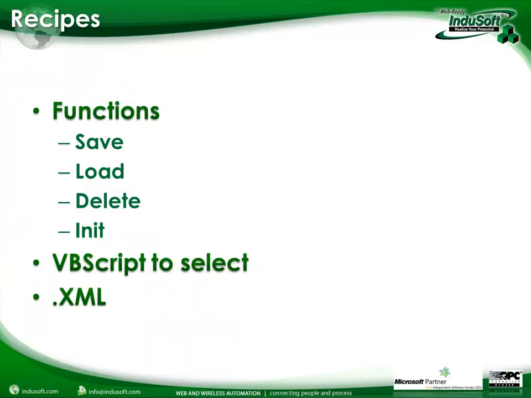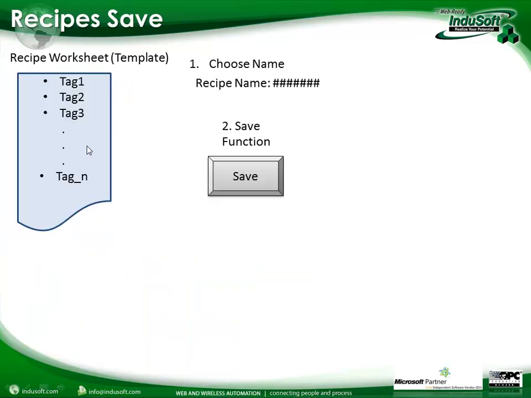Let me take a quick step back to the presentation. Here's what we're going to do first. We're going to create a recipe worksheet like the one I just showed. Essentially, we're going to put a name at the top, and that will be the name of the recipe that we're going to either load, save, delete, or initialize. Then we're going to put a list of tag names into that recipe worksheet. That's really all that's in there, the list of tag names.